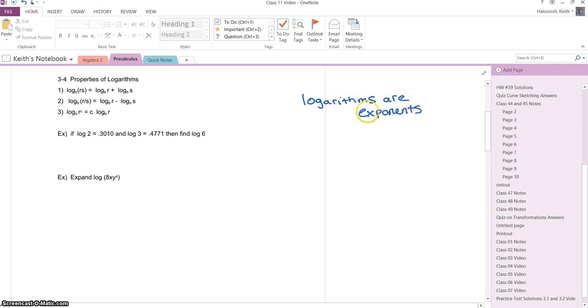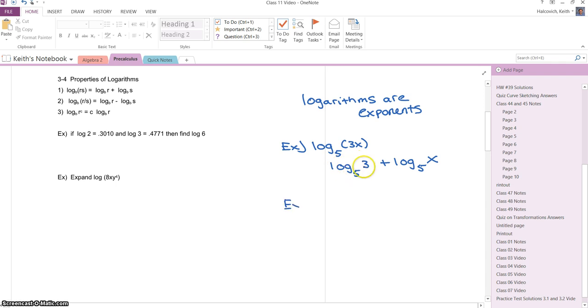For example, if you're multiplying inside a logarithm, then you can split it up into an addition problem. So for example, if I said log base 5 of 3x, because the 3 and the x are being multiplied, you can expand it to say log base 5 of 3 plus log base 5 of x.